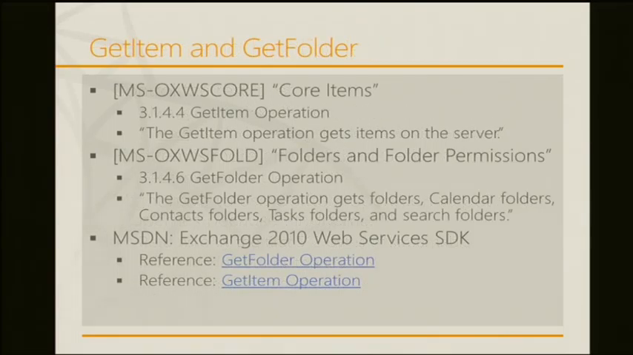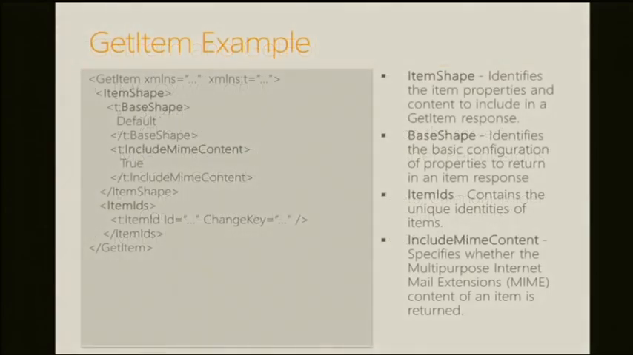So get item, here's the documentation on that from a protocol perspective. We also have a get folder operation. These operations work off of a known item or known set of items, or a known folder or set of folders. So unlike a find item call, with a get item you actually pass it explicit item IDs. So you already know that those items are in a folder. You have the item ID, and you want to go and get detailed information about that item. Same thing with get folder. And here's the SDK reference.